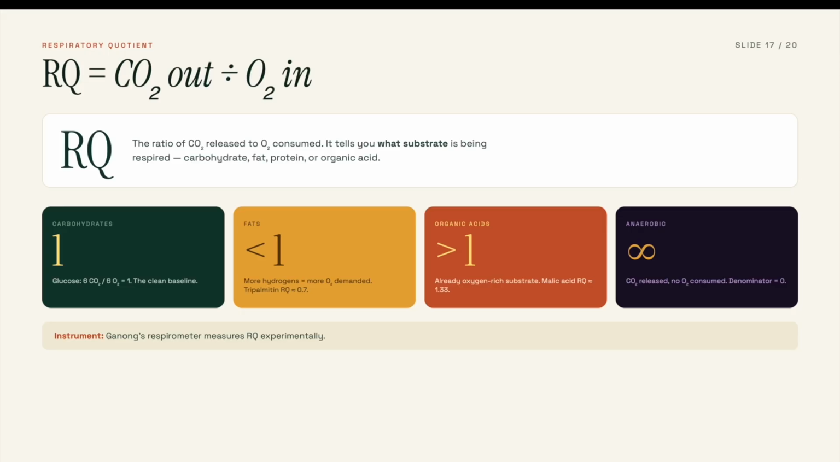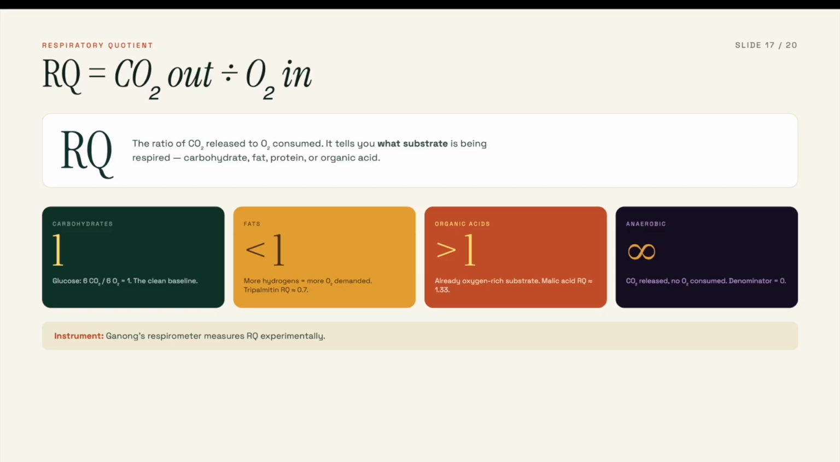Respiratory quotient, the last major concept. Respiratory quotient or RQ. The formula is simple: CO2 evolved divided by O2 consumed. But the value changes depending on what substrate is being respired. For carbohydrate, RQ is exactly 1 because glucose uses 6 O2 and produces 6 CO2. The ratio is 1. For fat, RQ is less than 1, around 0.7.